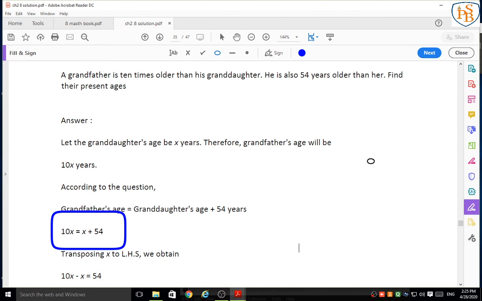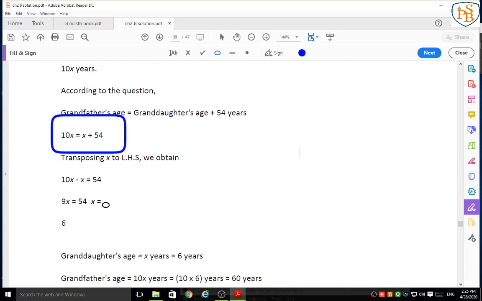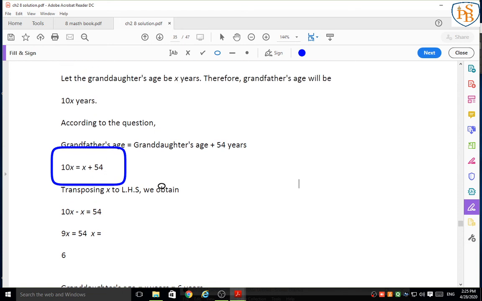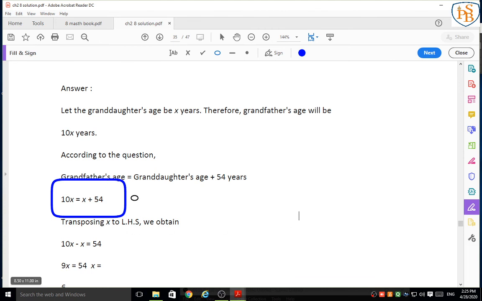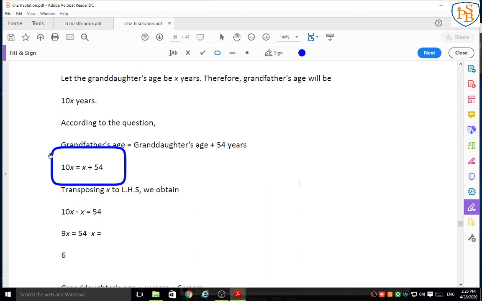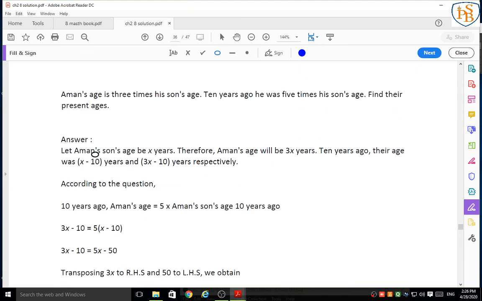This will be my linear equation that you have to solve to find out their present ages. On solving, you will get the value of x is 6. And by putting this value in the grandfather's and granddaughter's ages, you will get that the granddaughter's age is 6 years and the grandfather's age is 60 years. So students, you have to solve this sum yourself. This is our linear equation for this question. On solving, you will get the answer. I am not going to solve or explain this because you are able to solve this question yourself. And this is the last question of this exercise.